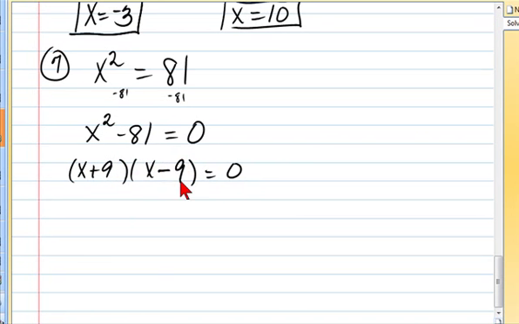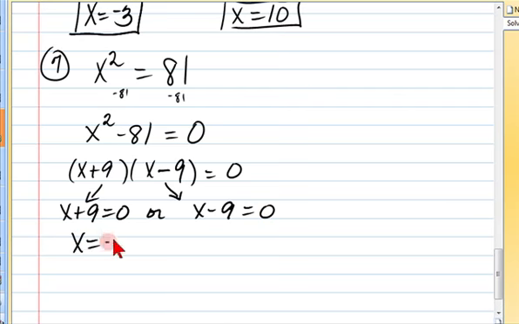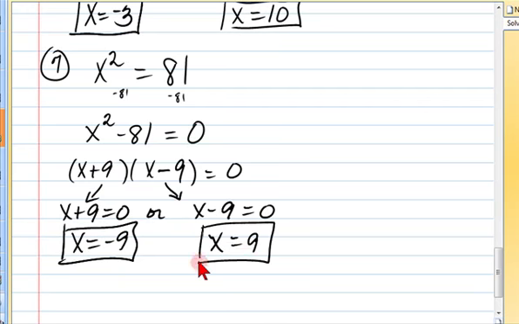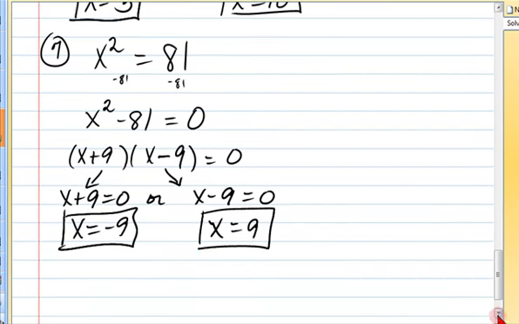And I can use my zero factor property, which says x plus 9 is 0, or x minus 9 is 0. x is equal to negative 9, or x is equal to positive 9. So you tend to get a pair of opposites as your answers when you have to factor the difference of squares.